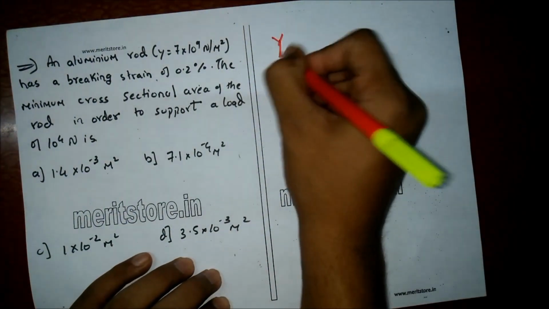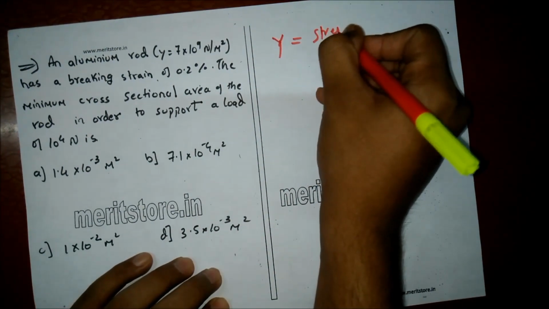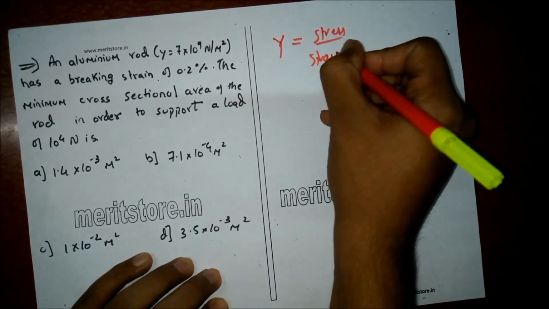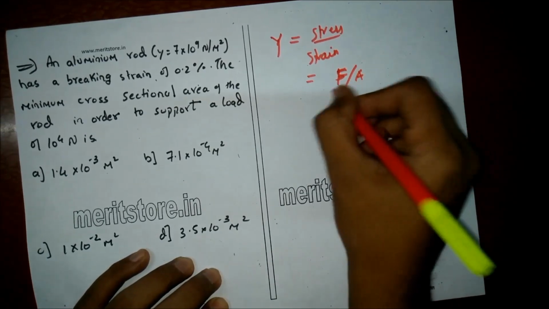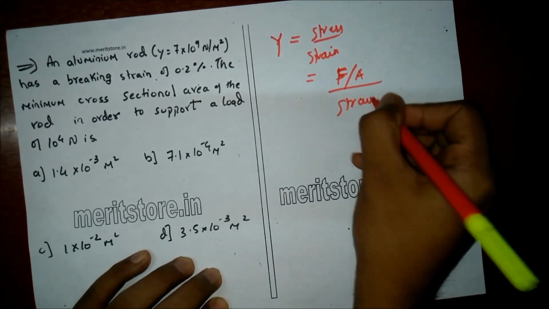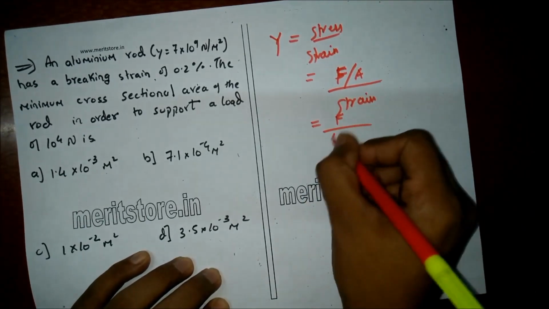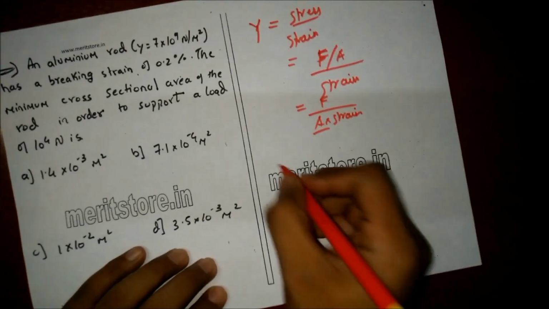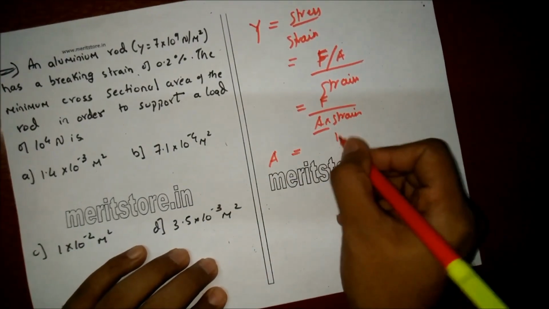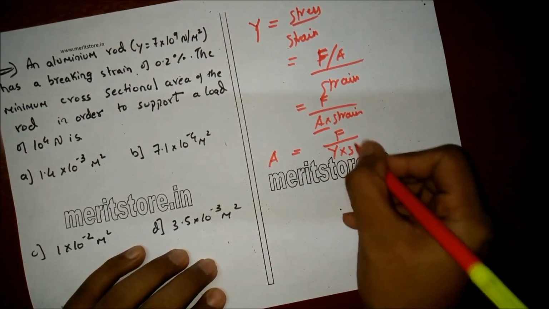Now the Young's modulus is given by Y is equal to stress upon strain, which is equal to F upon A upon strain, which is equal to F upon A into strain. Here we have to find the value of the area A. Therefore A is equal to F upon Y into strain.